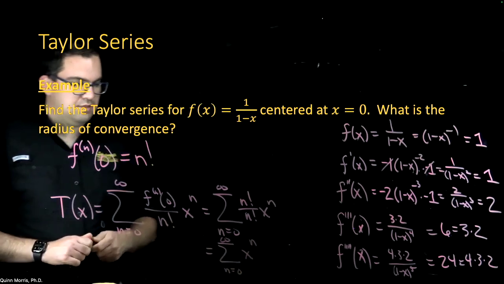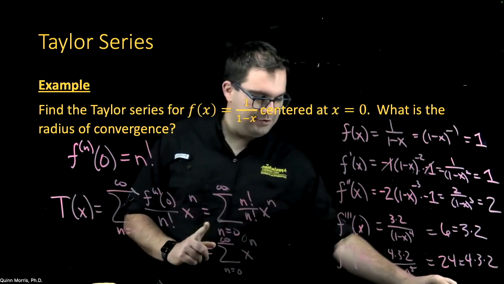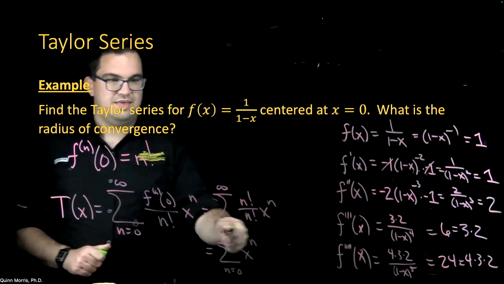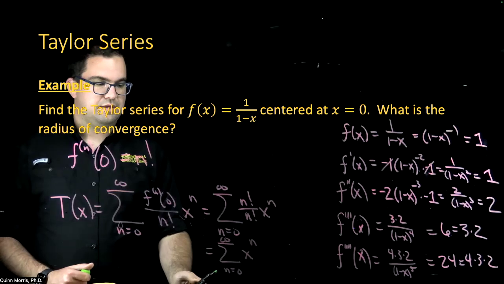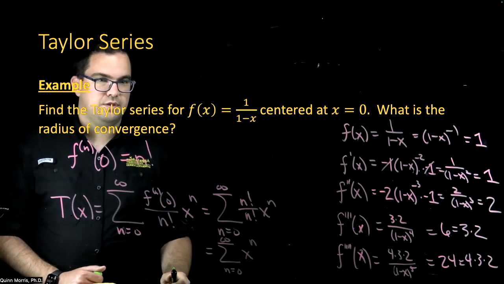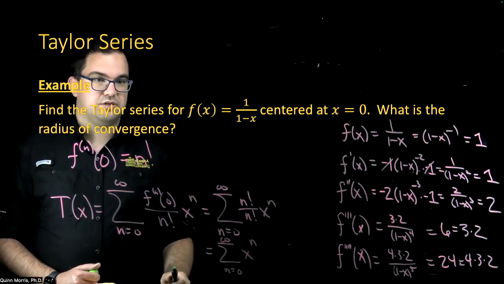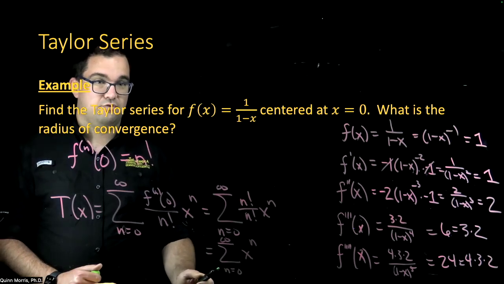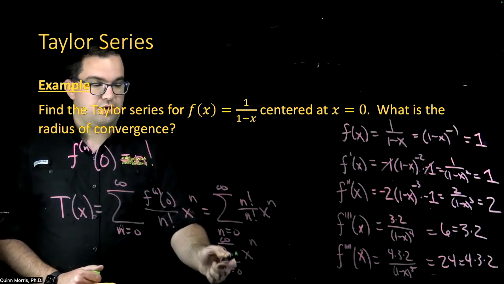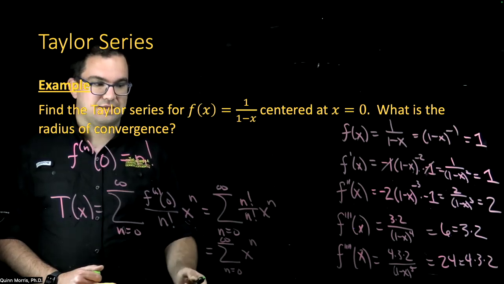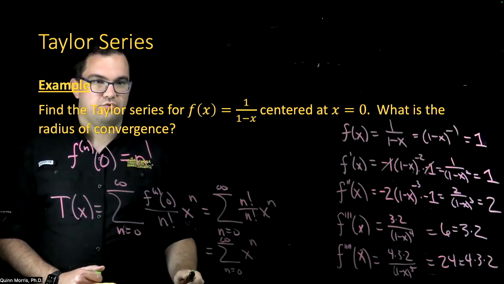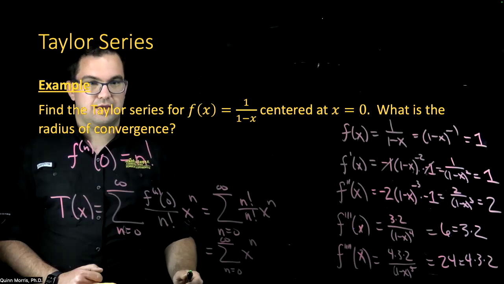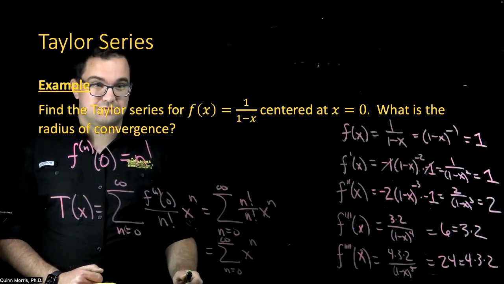Now, this actually is maybe not too surprising, because if you think about this series, right, this is a geometric series. And what does a geometric series converge to? It converges to a over 1 minus r. Well, in this case, your a is 1 and your r is x. This converges to 1 over 1 minus x. Okay, when it converges.